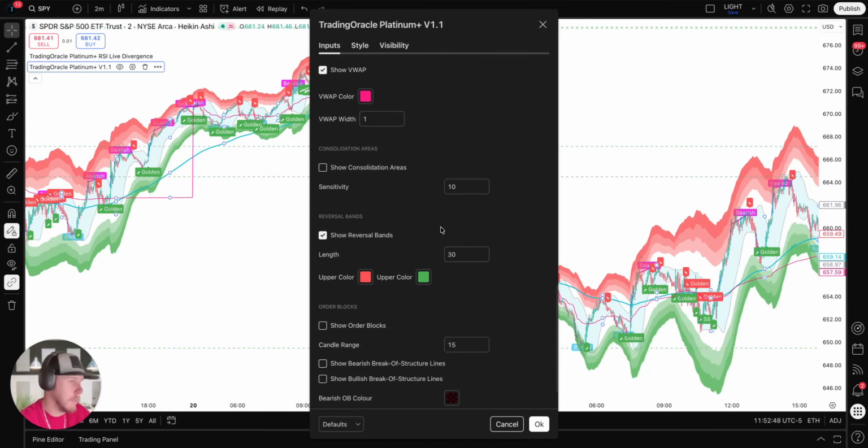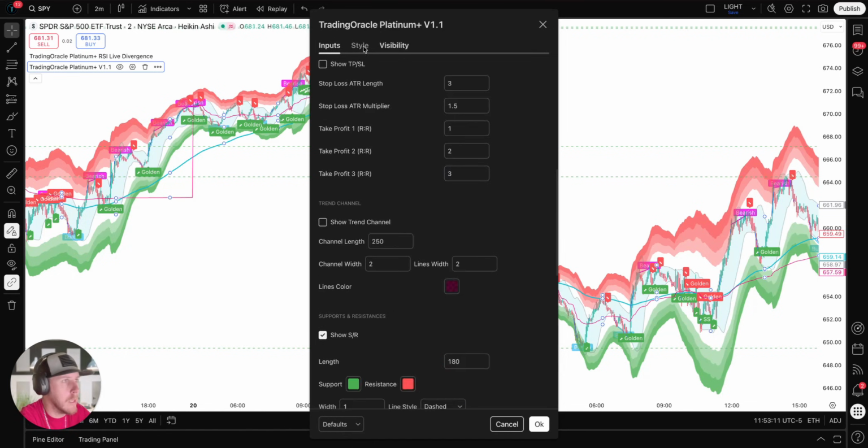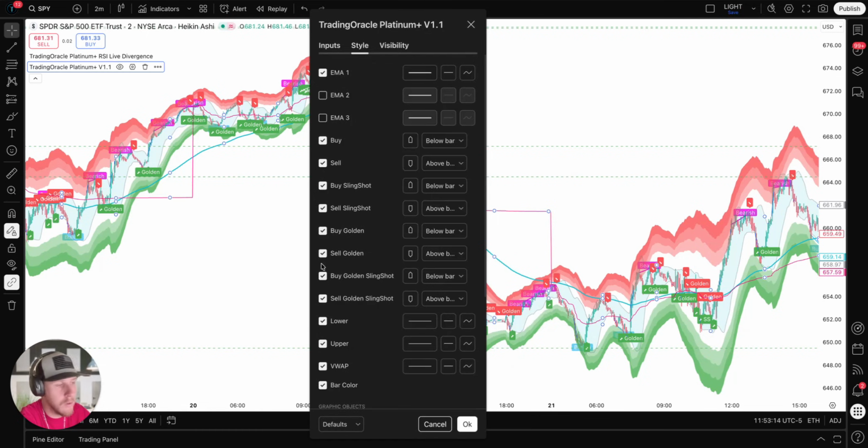I always recommend for everyone to go through and create their own settings and find out what works best for them. These settings might be exactly what you're looking for. That's pretty much it. The reversal bands I usually keep on as well. I don't really mess with the settings for that. Order blocks I don't keep on all the time. And for the style, as far as all the signals, I'll usually keep all those there as well.